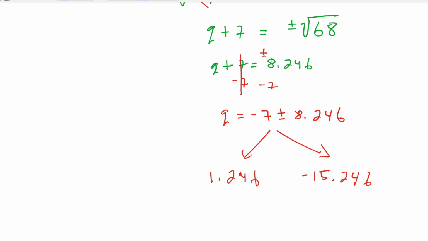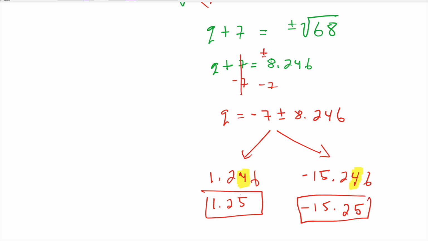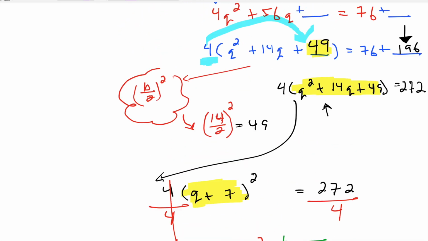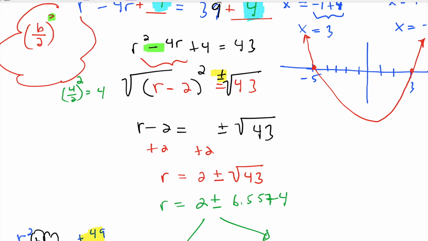So how many numbers after a decimal are we rounding it to? We're rounding it to right here and to right here. All right, so what do I write down for this one? 1.25. And then the other one, negative 15.25. Do you get it? Any questions on the hard version? All right. Try it. Your turn.